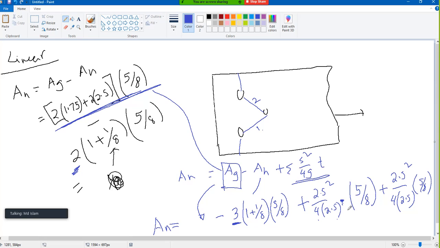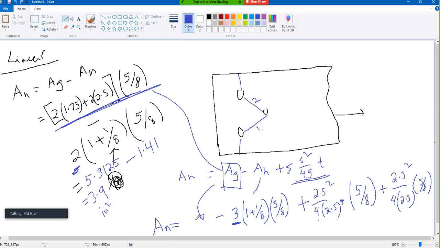Now, if I solve it, it will take a long time. Okay, still the 1.75 times 2.5, 5 divided by 8. Here my gross area was 5.3125 minus 1 plus 1/8. Net area is 1.41. Here my area is 3.9 inch squared.